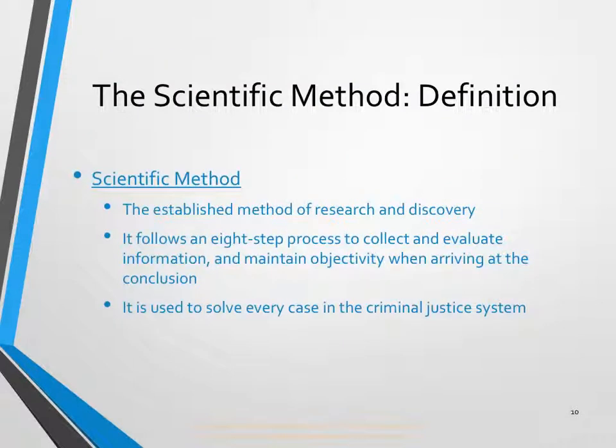Okay, so what is the scientific method? It's an established method of research and discovery. It follows an 8-step process that allows you to collect and evaluate information, and it's used to solve every case in the criminal justice system. So everything a forensic scientist does is done from the perspective of the scientific method.